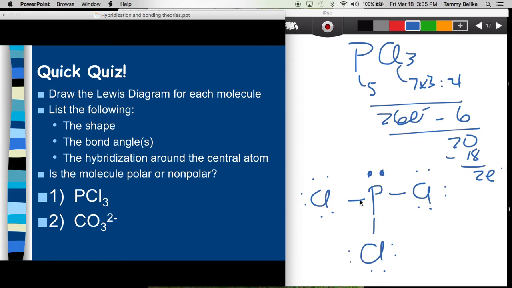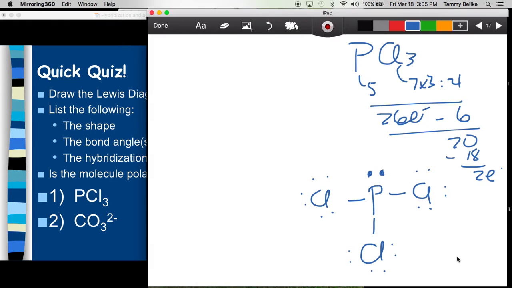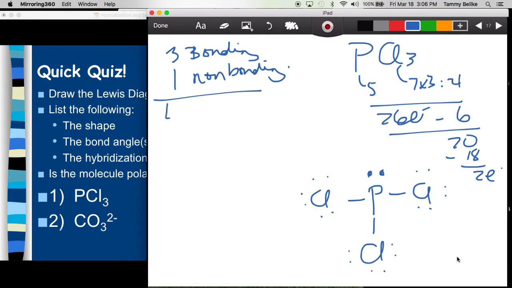So if I'm looking for the shape of this molecule, I'm going to see that there are 3 bonding domains, 1 non-bonding, total of 4. If there's 4 total domains with 1 of those non-bonding, what shape is it? And looking at your chart, you should have said trigonal pyramidal.